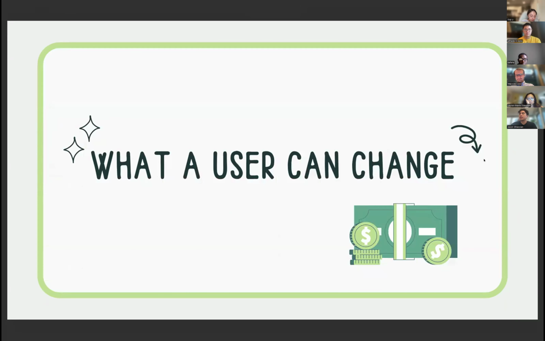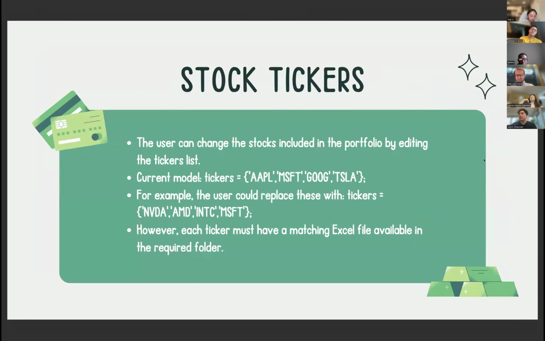So first, we'll be going over what a user can change. The first thing will be the stock tickers. The users can basically change the model tickers, like for example, from Apple to Nvidia, but in this case, each ticker must have a matching Excel file available in the required file for this change to be applicable.